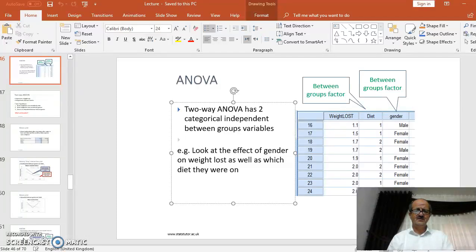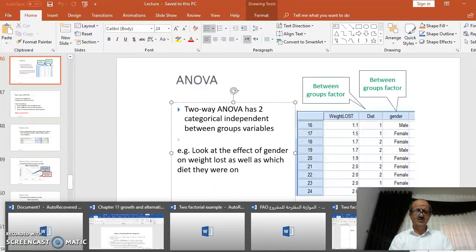For instance, here we have an example of a factorial experiment in which weight loss was studied under two different diets and in both male and female. So we have gender as one factor and diet as another factor. We can also have more than two factors, but the analysis will be complicated. Let's go for another example and do the analysis.